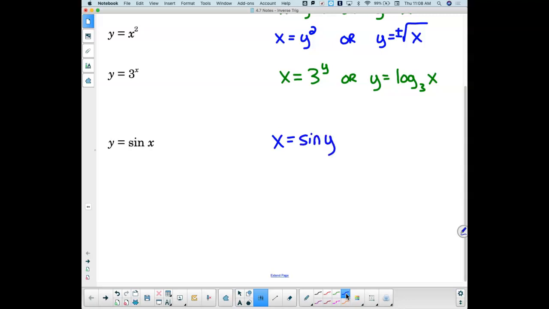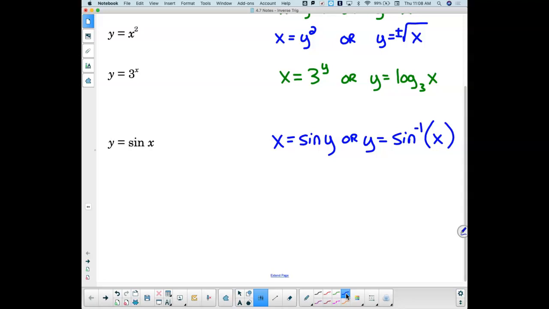Now, for those of you that just loved it when you were trees, when were we trees? Geometry? There you go. It's y equals inverse sine of x. Wow. So, let's go unit circle here now.